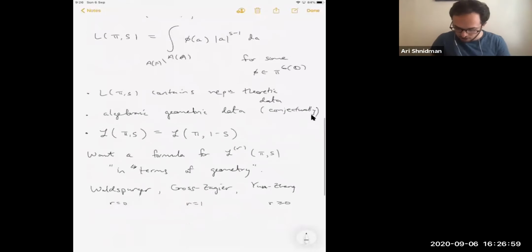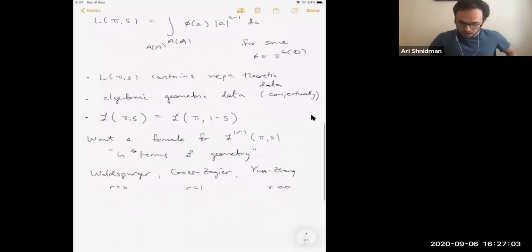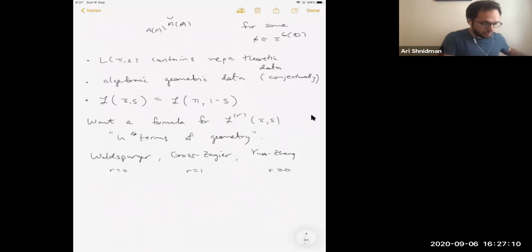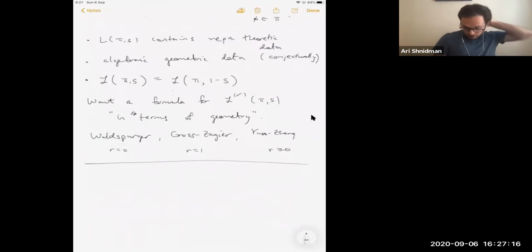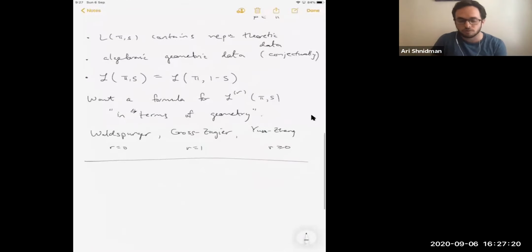And so I'm going to sketch their very beautiful, really remarkable formula. They give a formula not quite for the derivatives of the L function of pi, but for a certain base change. So I'll explain that momentarily. But that's the goal, is to give a formula for the special values or the derivatives of these L functions in terms of algebraic geometry somehow.